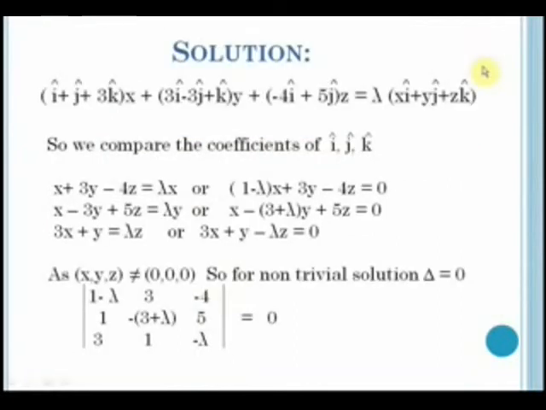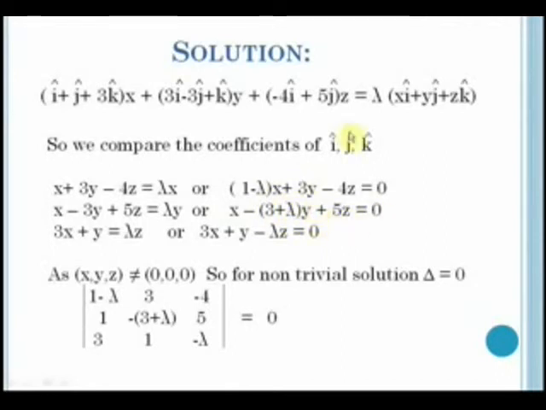So let's look at the solution of this. We have been given this equation. Now from this we have to solve the problem. So we compare the coefficients of i cap, j cap and k cap. When we compare the coefficients of i cap, we get the equation x plus 3y minus 4z equal to lambda x, which is (1 minus lambda) times x plus 3y minus 4z equal to 0. Similarly, when we compare the coefficients of j cap, we get x minus 3y plus 5z equal to lambda times y, or x minus (3 plus lambda) times y plus 5z equal to 0.